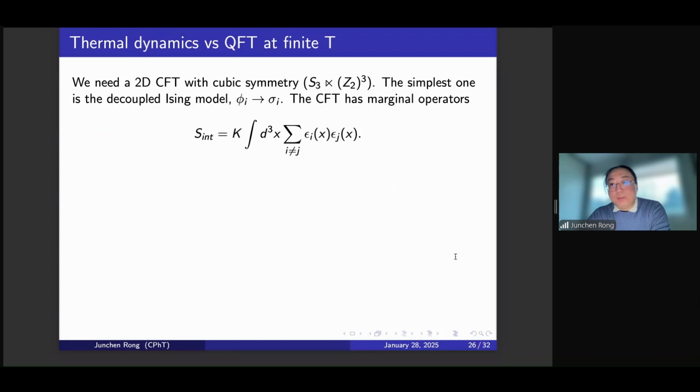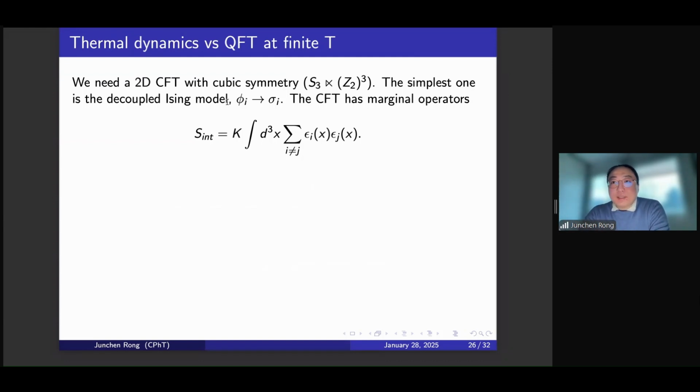What is that CFT? We don't know, in fact, but we have some candidate. The simplest candidate is the so-called decoupled Ising model. What is the decoupled Ising model? It is basically three copies of the Ising model. Okay, this is a CFT. Well, each copy is a CFT, so it's a CFT. It has more stress energy tensors, but it's a CFT.